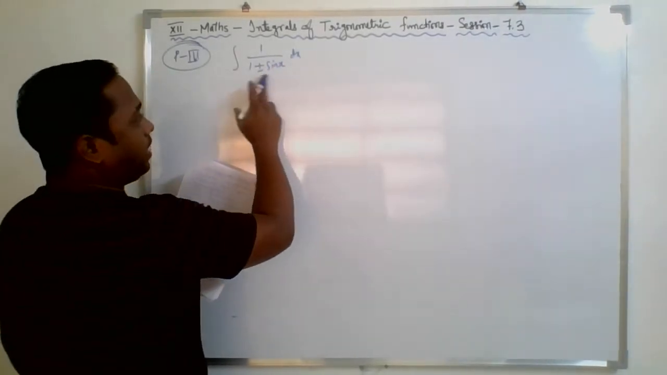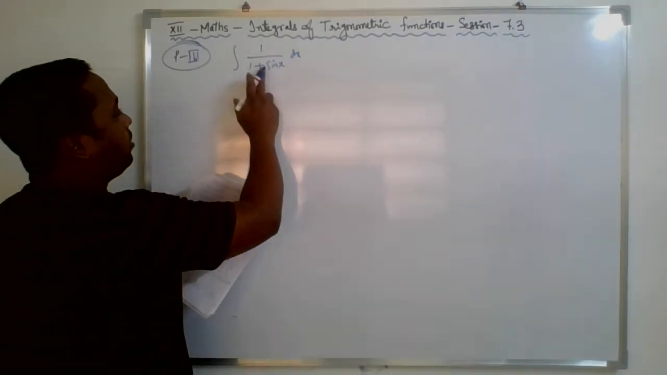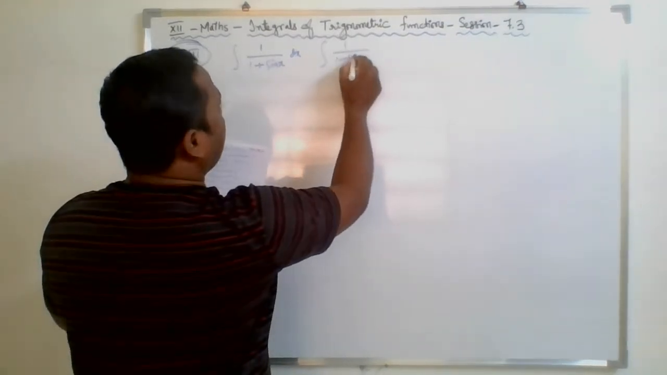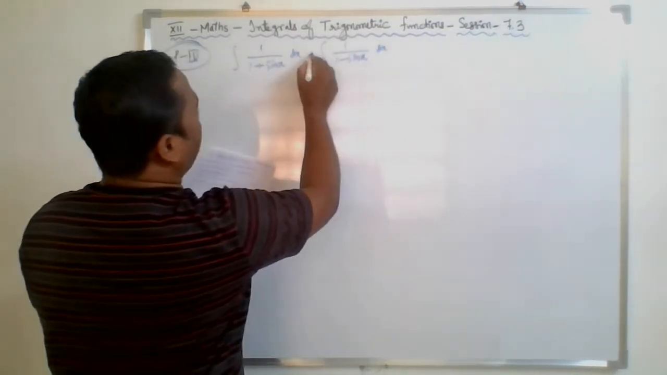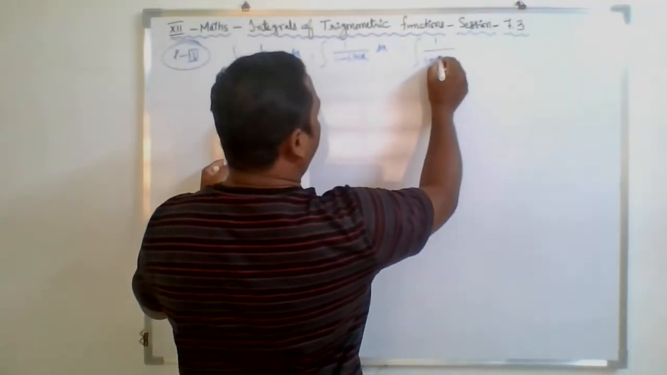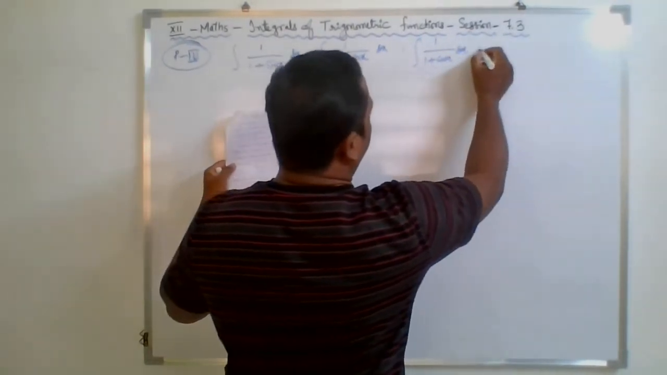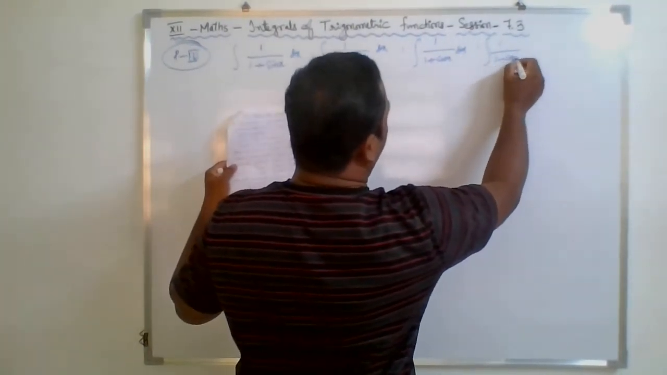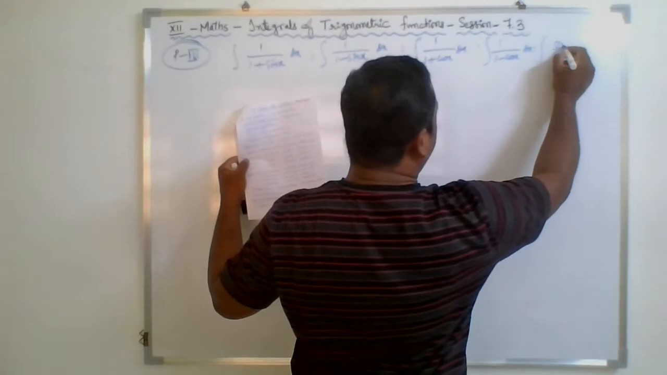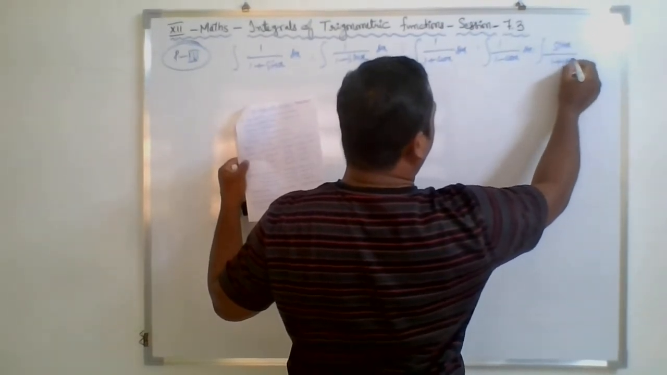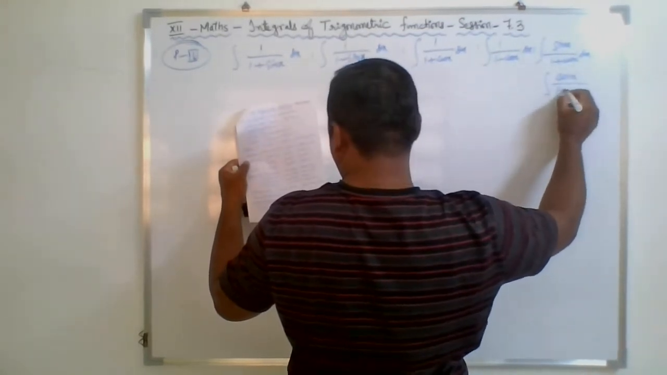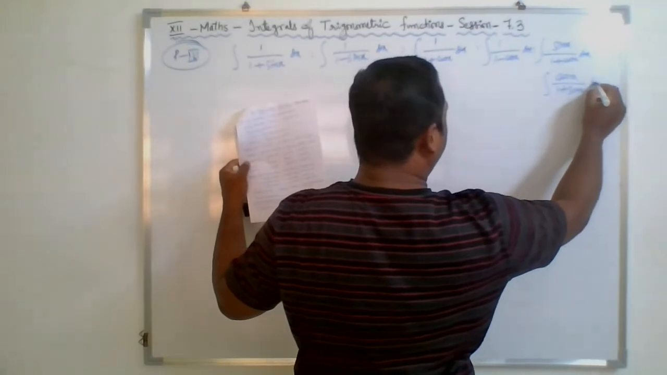It may be plus sin x, it may be minus sin x, means you may converted them into two questions like 1 upon 1 plus sin x, 1 upon 1 minus sin x. This is a different question. In a similar manner, 1 upon 1 plus cos x dx or 1 upon 1 minus cos x dx. Next question is like sin x upon 1 plus cos x dx and cos x upon 1 plus sin x dx.